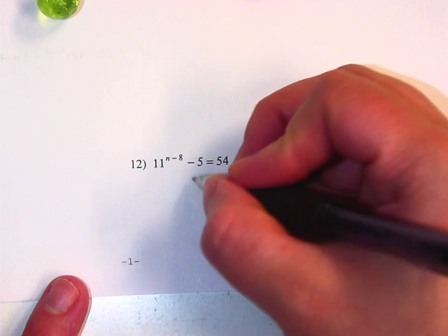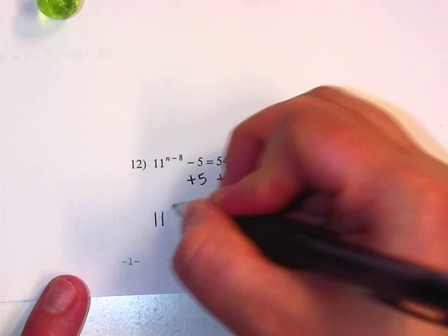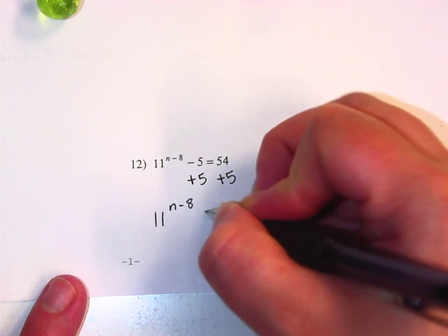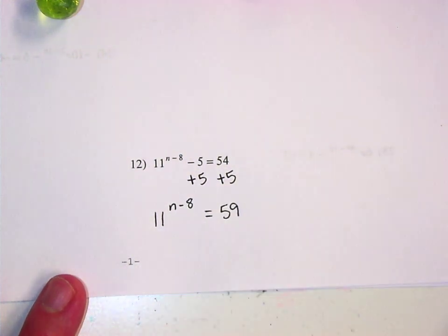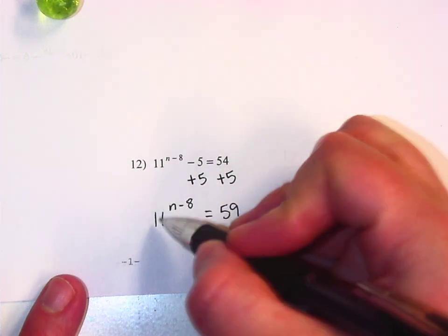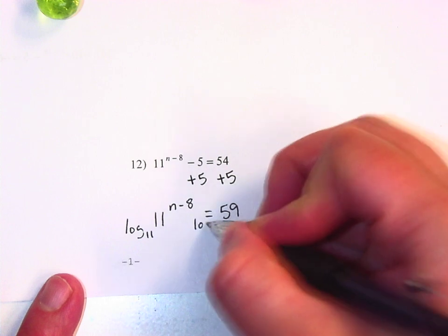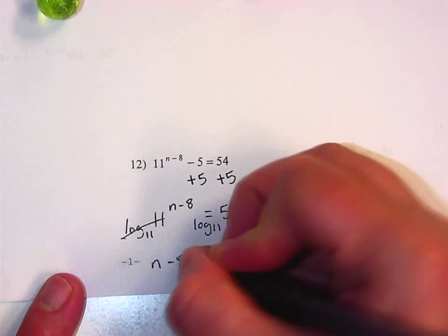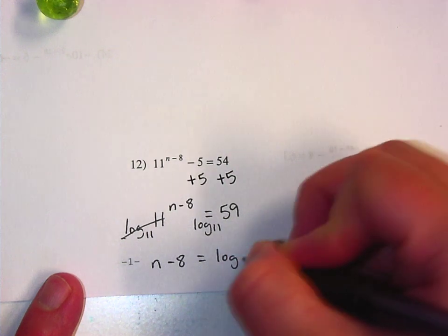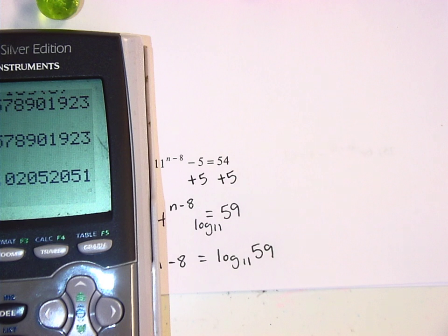So to get rid of a minus 5, you add 5 on both sides. This would be 11 to the n minus 8 equals 59. And now I'm going to try to get into that exponent, so I need to take care of this base 11. And to get rid of that base 11, I'm going to do a log base 11. Those cancel out. I end up with n minus 8 equals log base 11 of 59. That means 11 to the what power is 59.